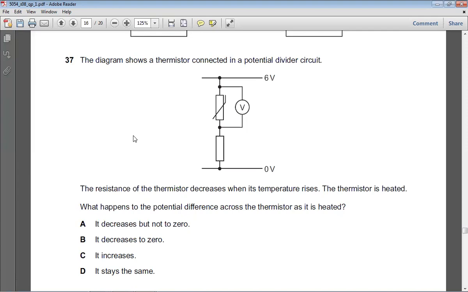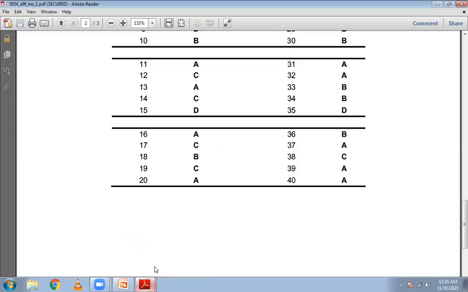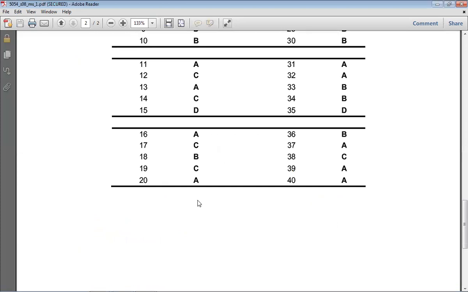What happens to the potential difference across the thermistor as it is heated? It decreases, but not to zero. Yeah, that's right. If the resistance of this will decrease, the voltmeter reading will also decrease. But it will not become zero, I don't think. So A looks the best option to me. Question number 37, A is the right option.